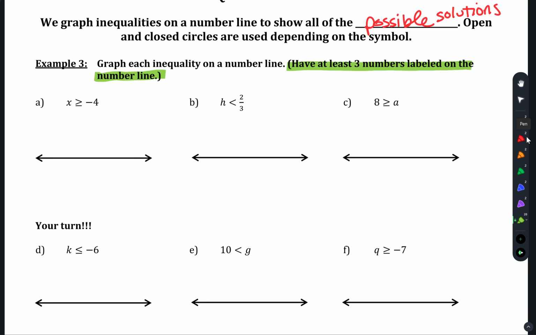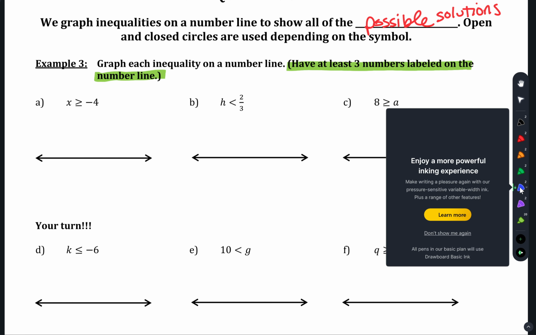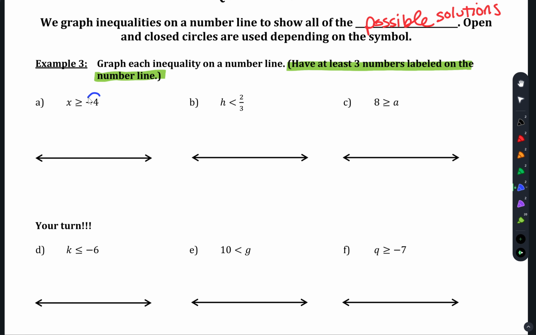So as I go through here, the very first thing I'm going to do is take the number in my inequality and put it smack in the middle of my graph. I'm going to pick a value greater than -4, and a value less than -4. We know how number lines work. We have the positive numbers going to the right, the negative numbers going to the left.